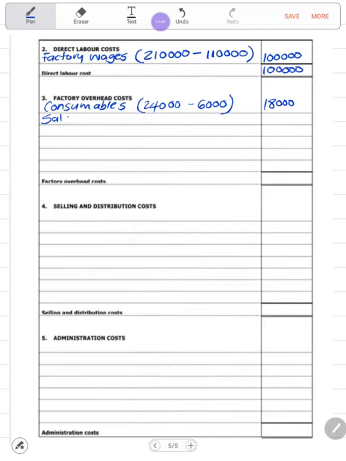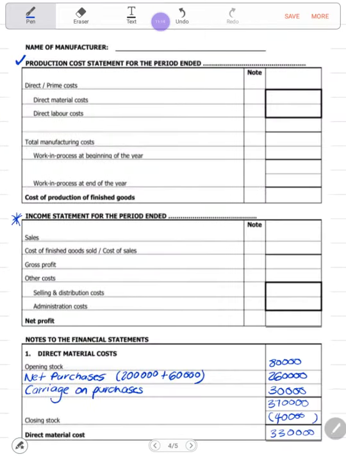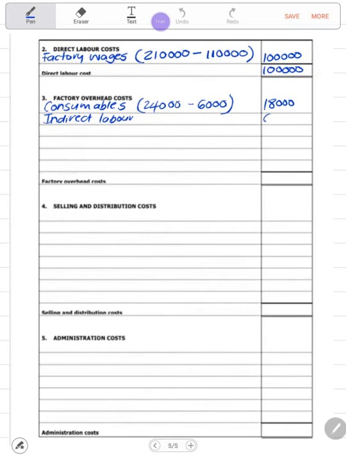Remember, your salaries and wages for your indirect laborers, and you can even use the term indirect labor, just to make it easier for you to remember. Indirect labor. What did they say about that? They said that, where are we now? Salaries and wages amounted to 210,000. Of that, 100,000 was direct labor, and then the 60,000 Rand was for indirect labor. Okay, so what am I going to do? I'm going to put the 60,000 Rand over there.